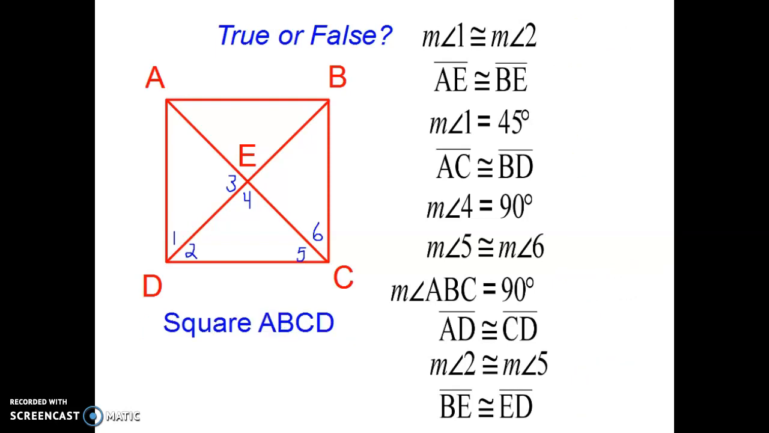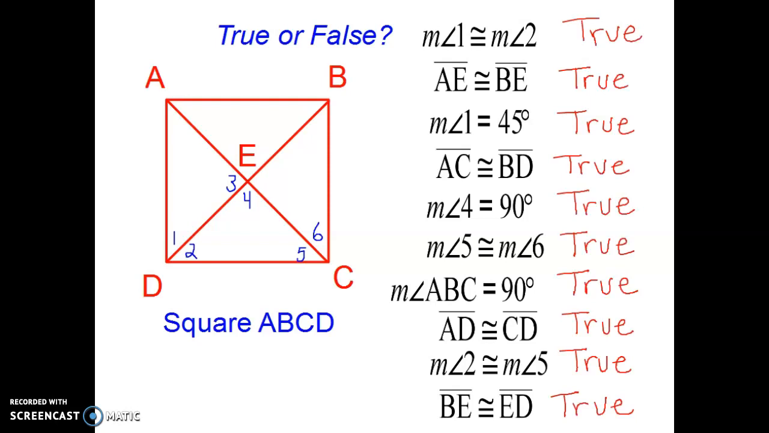Okay, the next quadrilateral is a square, so do the same activity. Keep in mind the picture is not drawn to scale, but it is a square. All statements are true for the square, and that's because the square has all the properties of the parallelogram, the rectangles, and the rhombi.